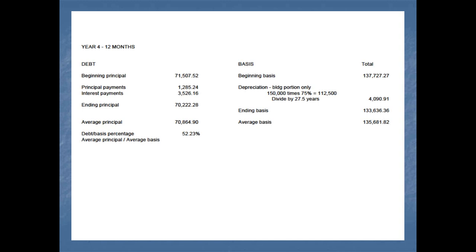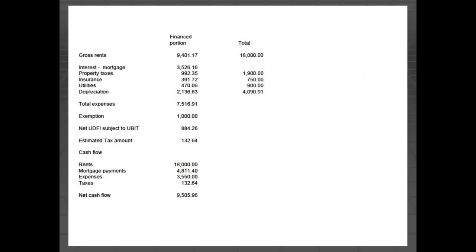So next slide is our operations. And again, our UBIT tax is, again, $133. Not a bad deal, right? I'm pretty happy still. And we're still making $9,500 a year cash flow on this property. All right, let's go to the next slide and see what happens when we sell this baby.